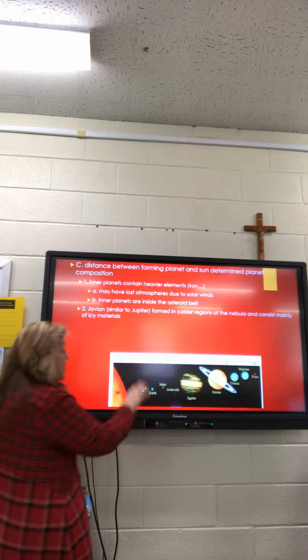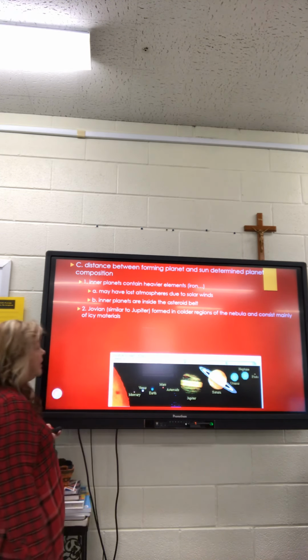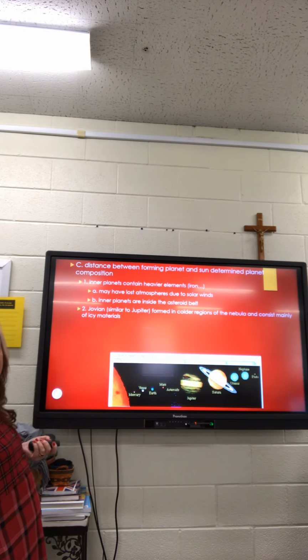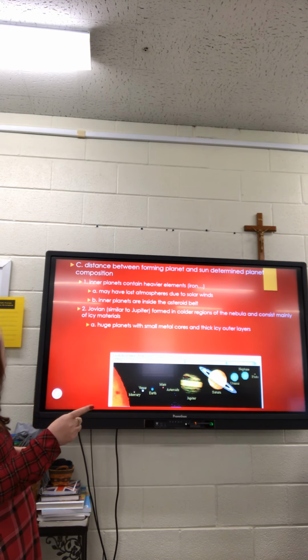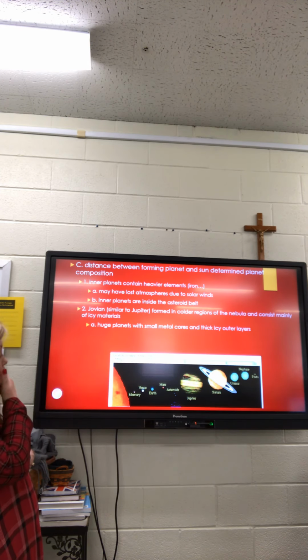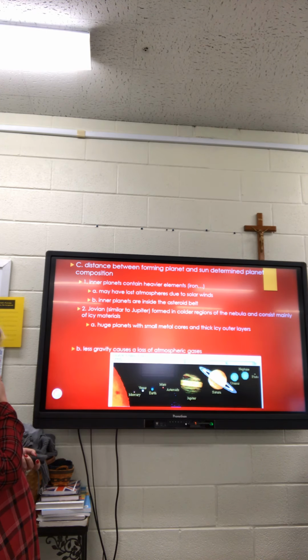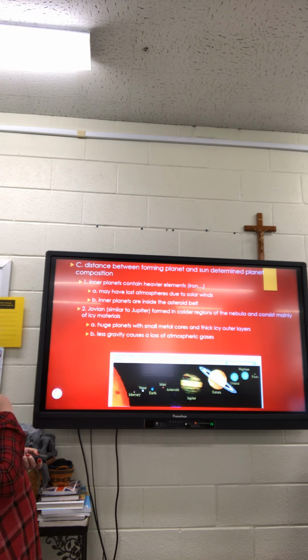Jovian, meaning similar to Jupiter, these formed outside the asteroid belt in colder parts of the nebula. They're huge. They do have rocky cores, however, but they're extremely huge planets. They don't have a lot of gravity because they're so huge.